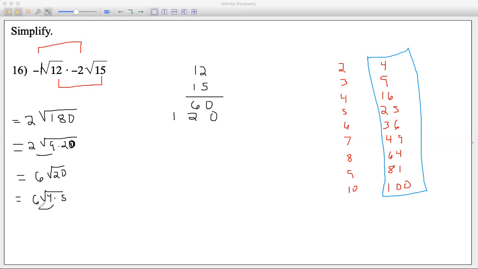Square root of 4 is 2. 2 times 6 is 12. So 12 root 5. All right, so that was a lot of steps. That was probably the most work we've done so far. What would have happened if we had simplified from the start?